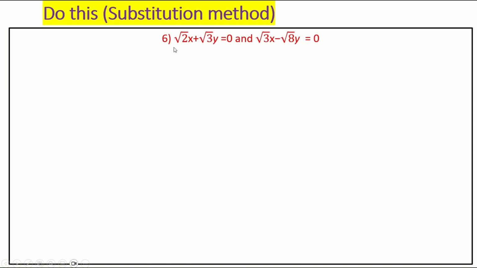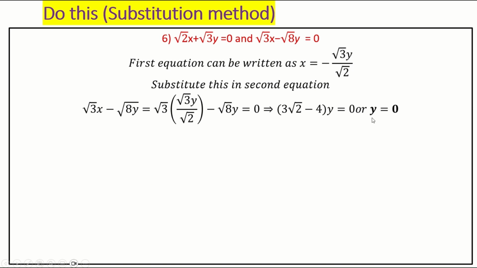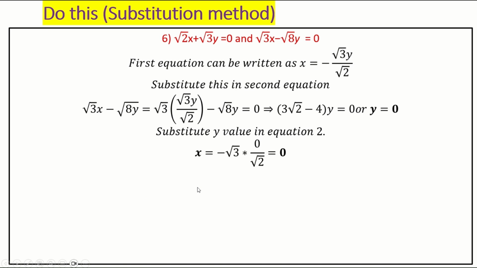Okay. Now you have a third here. Square root of 2x plus square root of 3y equal to 0. Square root of 3x minus square root of 8 equal to 0. Okay. x is nothing but minus square root of 3y by square root of 2. Substitute it in the second equation. What you will get is y is 0. Okay. That means x is 0.